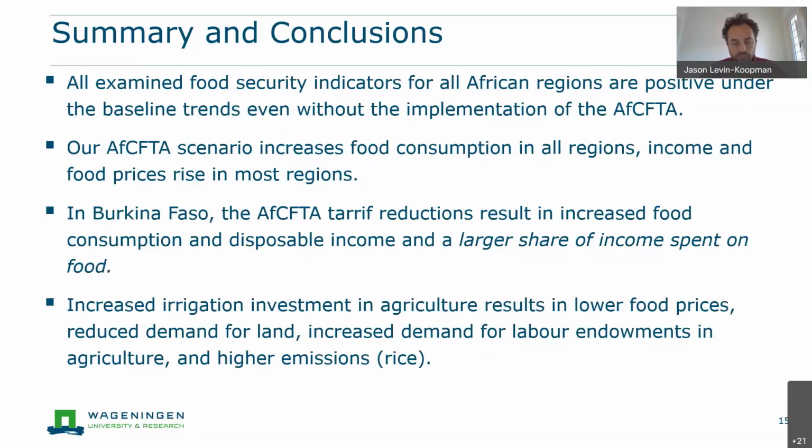So people become richer. Food consumption increases. There's a higher demand for food, which then increases food prices. In certain regions, Burkina Faso being one, this also increases the share of income spent on food.